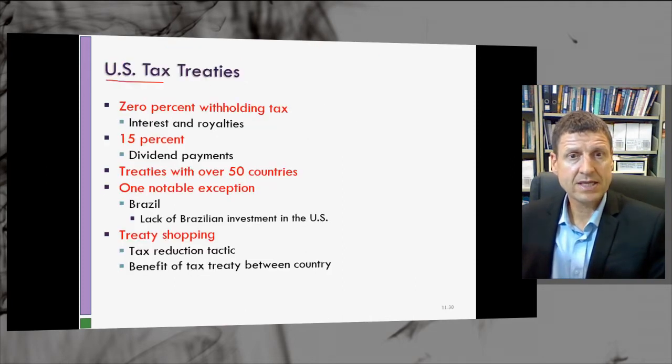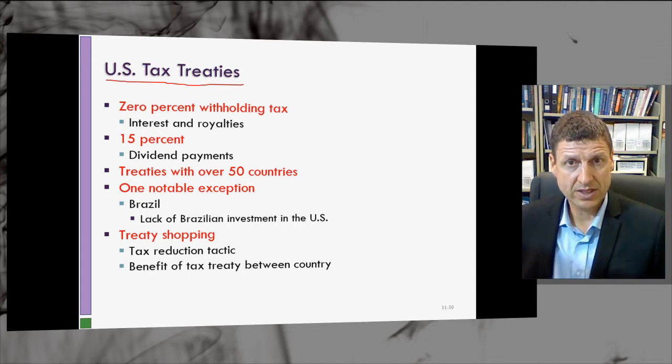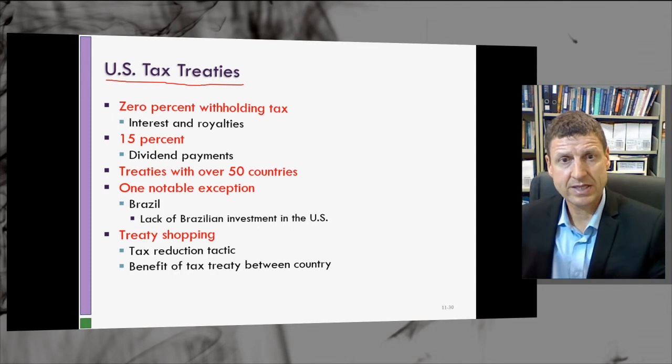What about US tax treaties? Well, the US has signed many tax treaties with countries, and some of the basic ideas of the tax treaties are that there's a 0% withholding tax on interest and royalties and a 15% withholding tax on dividend payments. That is, if I have an investment in the USA and I get interest and royalties, they won't take withholding tax from me. If I receive a dividend from the US, they can take up to 15%. So this is one model US tax treaty.